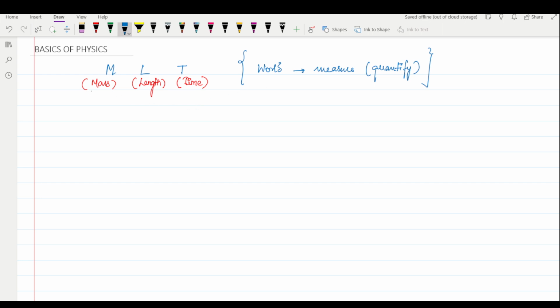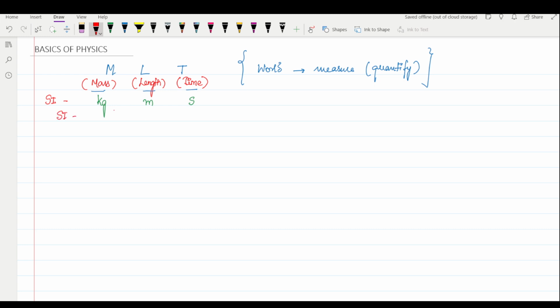Similarly, mass, length, and time need a measuring unit. So what is actually the measuring unit for these three things? For example, mass is measured in kgs, length is measured in meters, and time is measured in seconds. The thing which I am stating here is the SI unit of the three. So what is this SI unit?